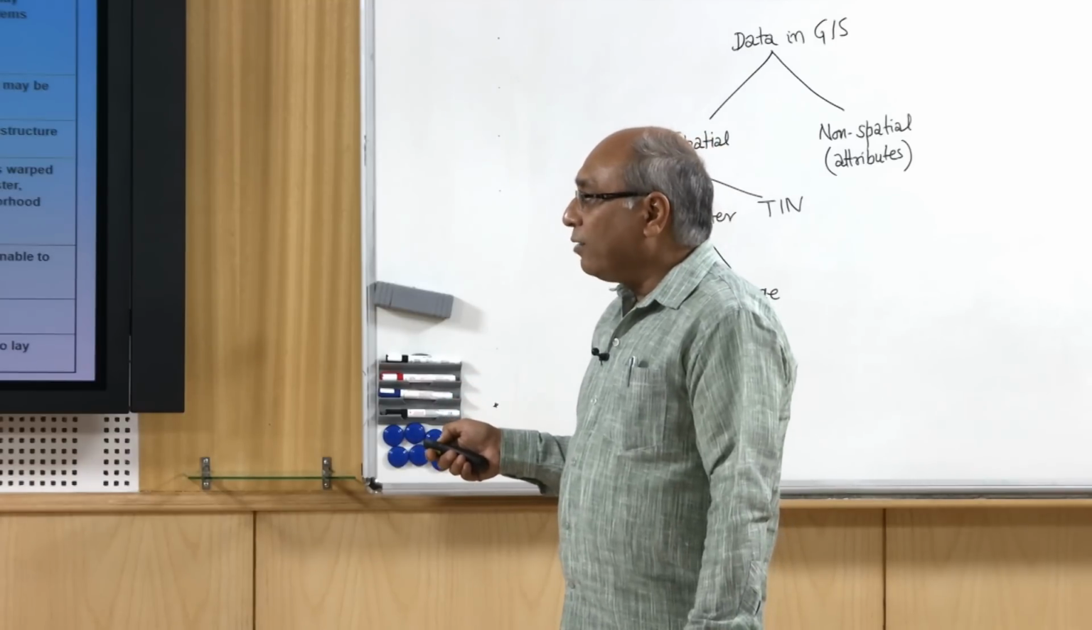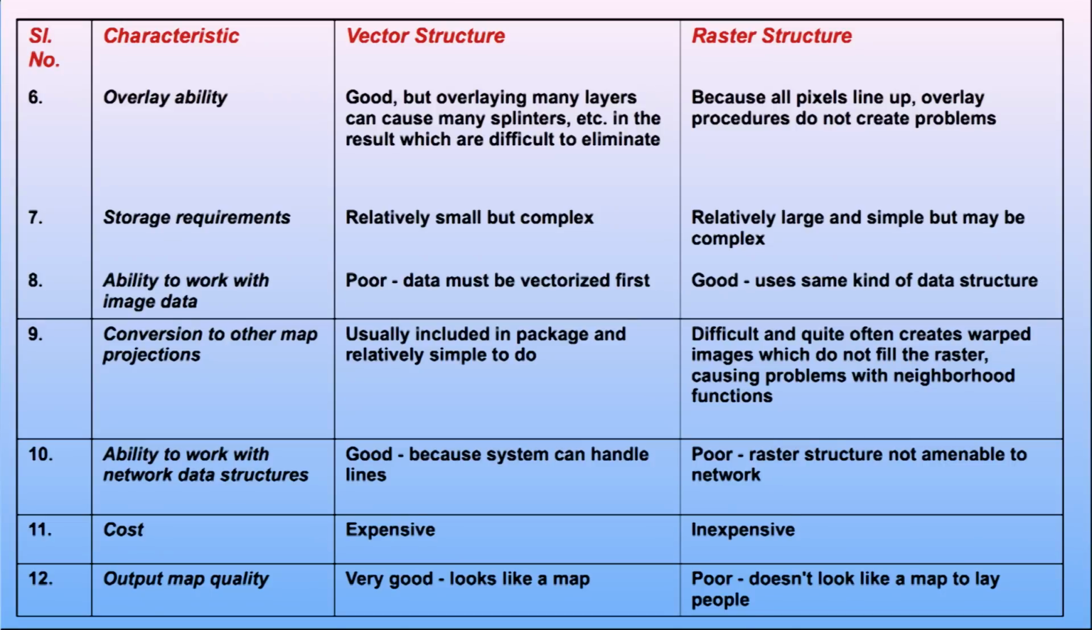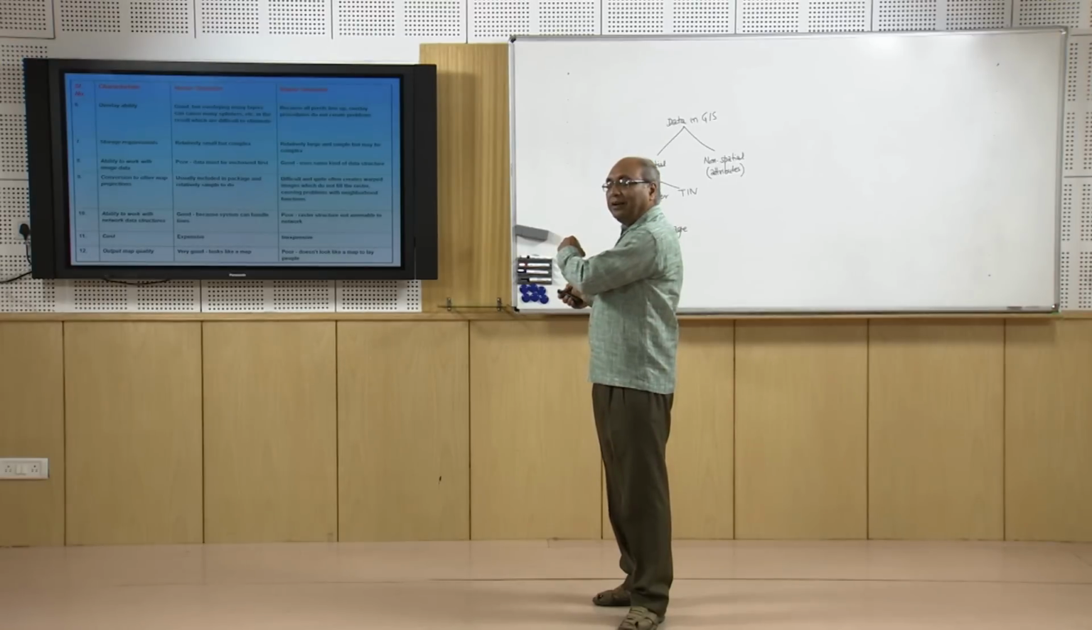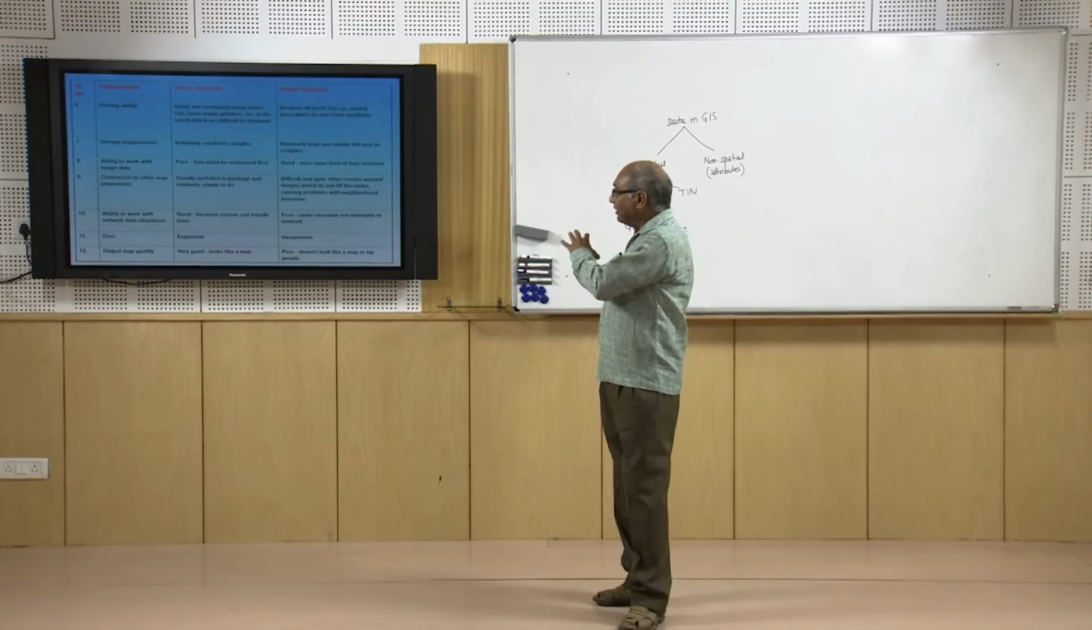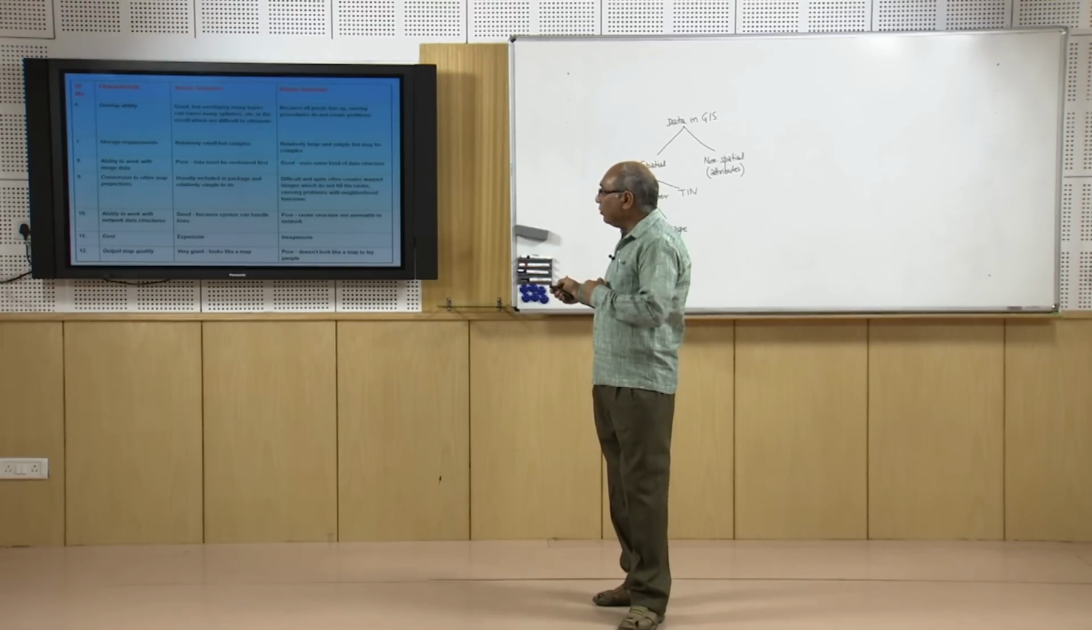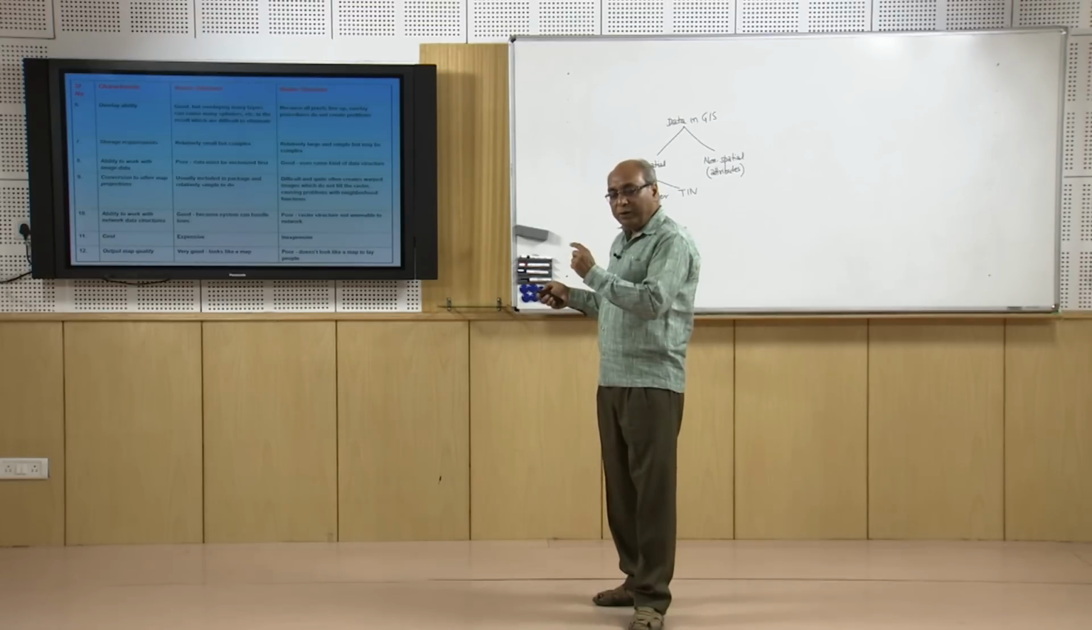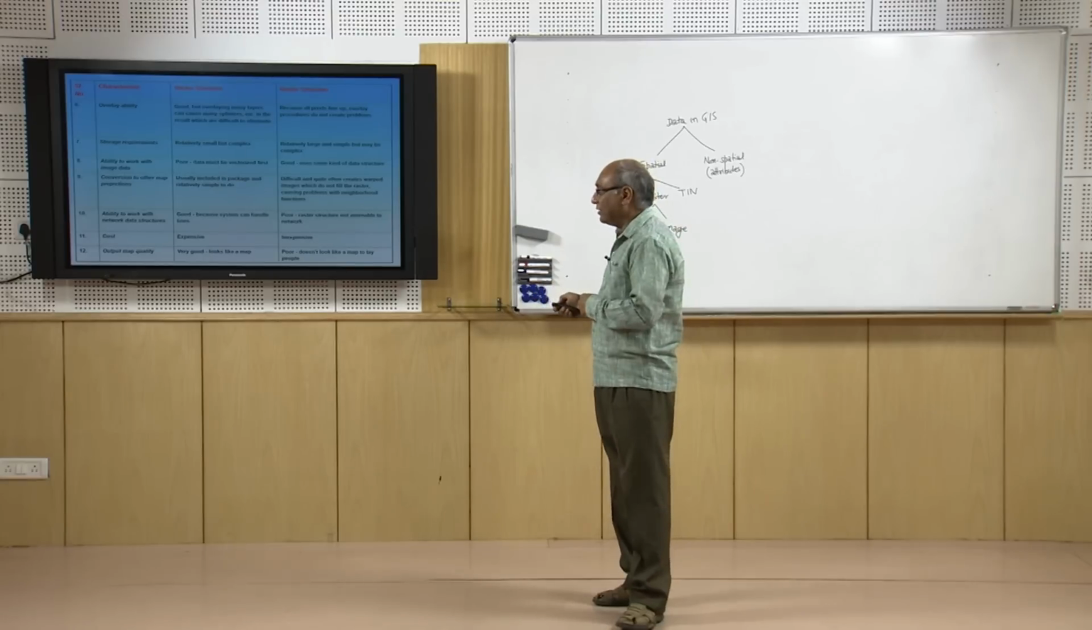Now storage requirements. As we have already realized, vector requires little storage. It is discrete data and does not require much storage, so though it is complex, it requires less space, whereas raster is simple but requires more space because of redundancy in the data. And when we discuss raster data compression techniques, we will go into detail on how redundancy affects raster data.